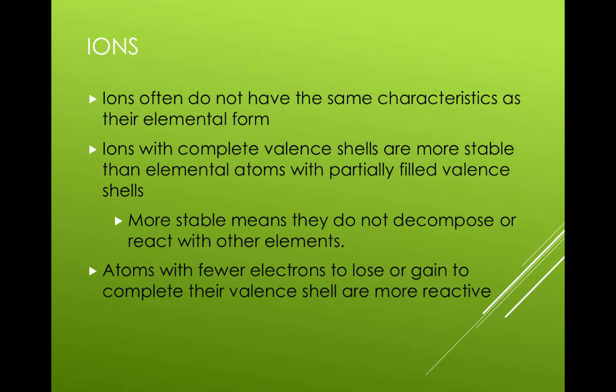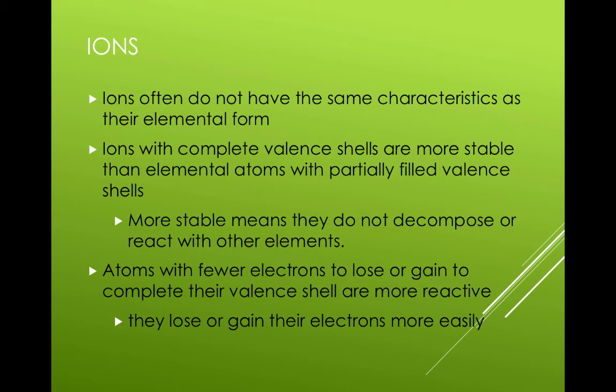Elemental atoms with fewer electrons to gain or lose to complete their valence shell will react much stronger to lose or gain those few electrons. That is why alkali metals with 1 electron to give away and halogens with 1 electron to gain to complete their valence shells are so reactive. These elements lose or gain electrons more easily.